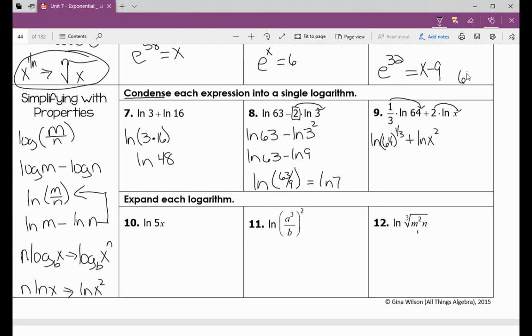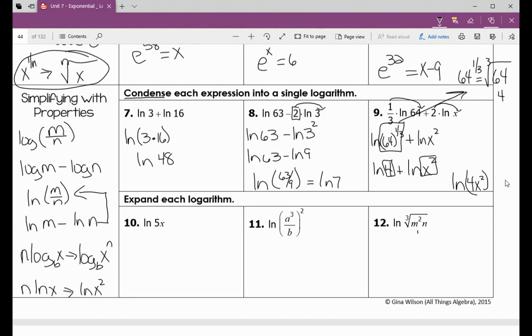This 64 to the 1/3 power becomes the cube root of 64, and the cube root of 64 is 4. So I've taken all of this, I've gone into some workspace, and I've ended up with natural log of 4 plus natural log of x squared. Now I'm going to use my product property to pull these two numbers back together using multiplication. So one logarithm with a 4x squared behind it. And that would be your final answer for that one.